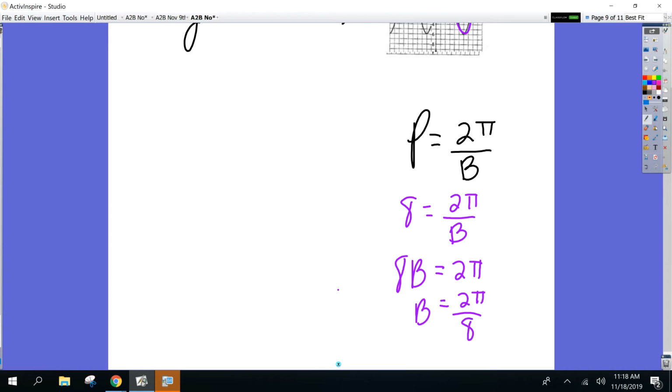Two pi over 8, or if you left it pi over 4, that's fine too. Anybody want to see where we got that from? Cross multiply. 8 times b, 2 pi times 1. Divide both sides by 8.